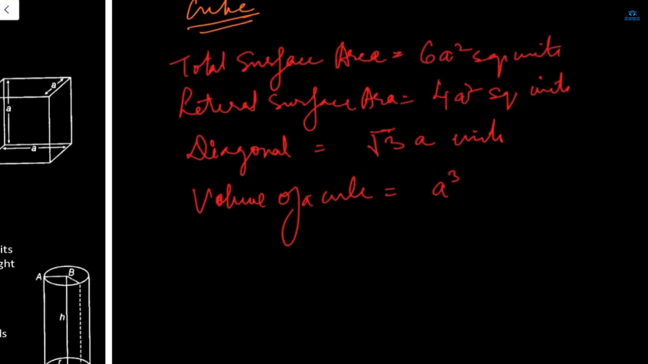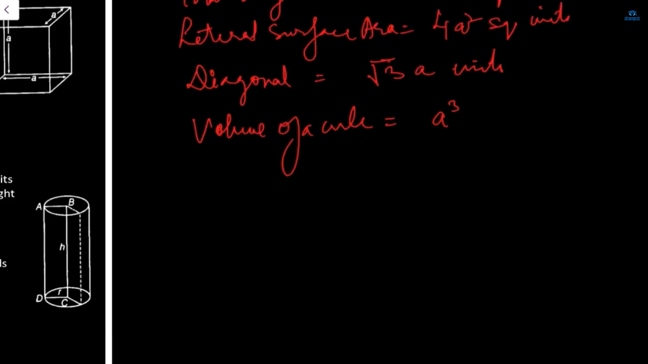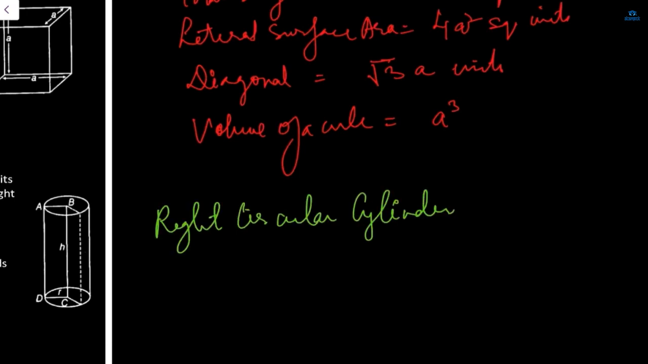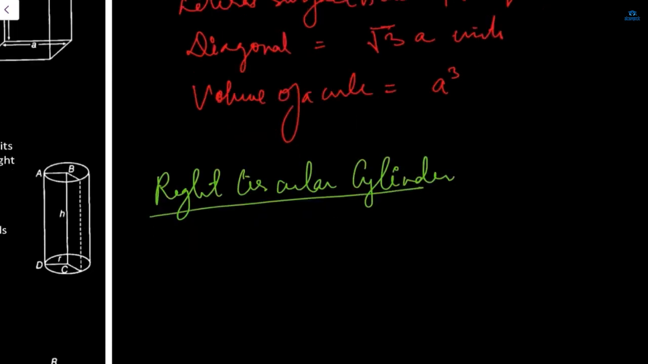Now, let's see the cone. Sorry, not cone. This cylinder only. There you will see the curved surface area. Right, circular cylinder. Okay. Now, how is a cylinder formed? If you take a rectangle ABCD and turn it around one of the sides, BC or whichever side you are taking, then it will form a cylinder.